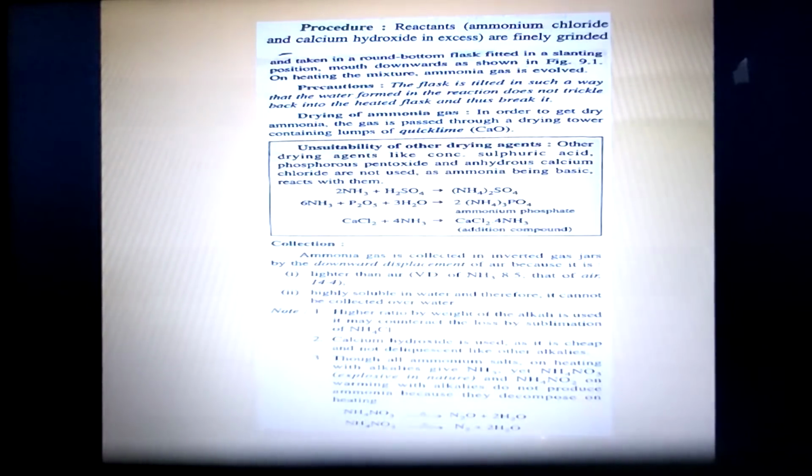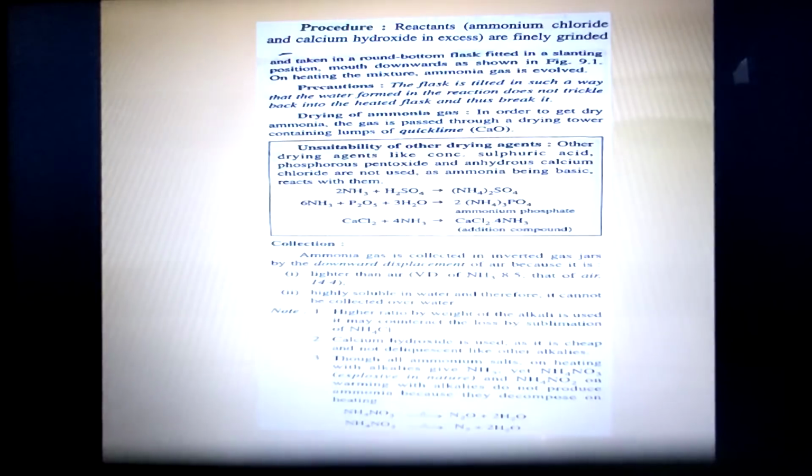Now the second point: why is calcium hydroxide used? Why did we not use sodium hydroxide and KOH? The reason is calcium hydroxide is not expensive, and the second reason is sodium hydroxide is deliquescent. After some time, sodium hydroxide can absorb moisture from the air and subsequently make a saturated solution. So we don't want it to happen that way. So we are going for calcium hydroxide.